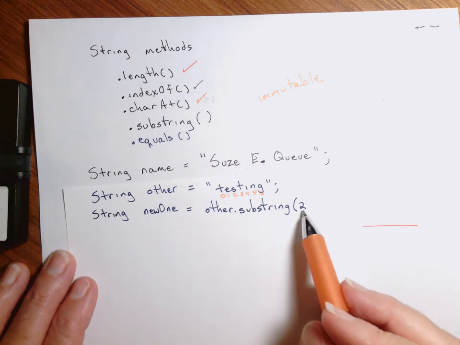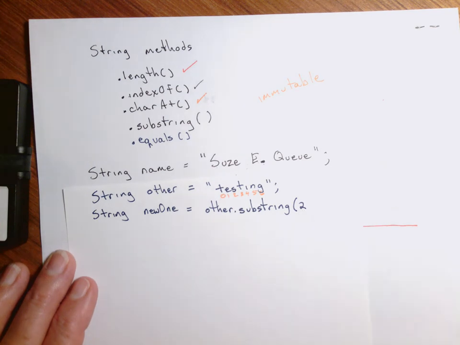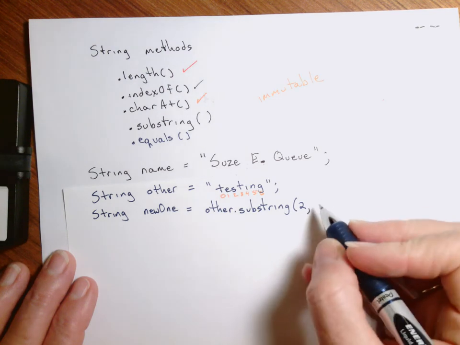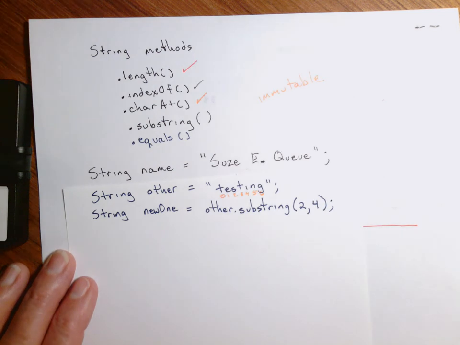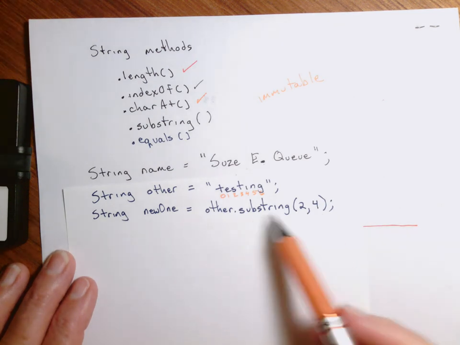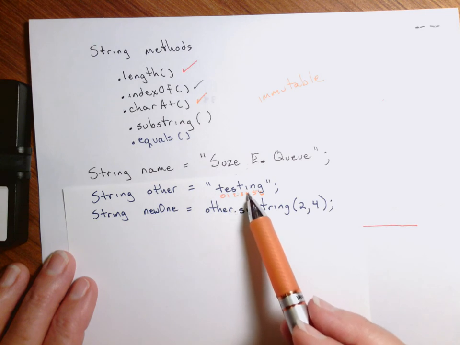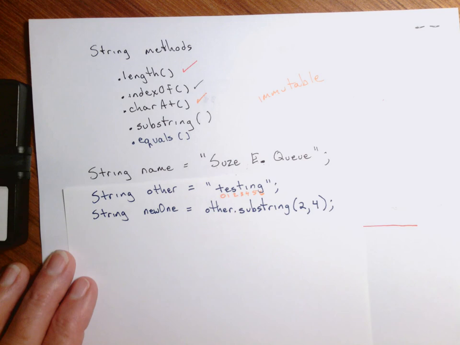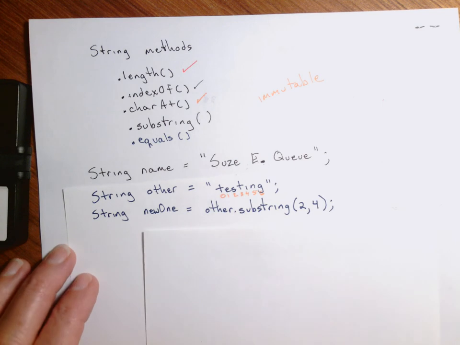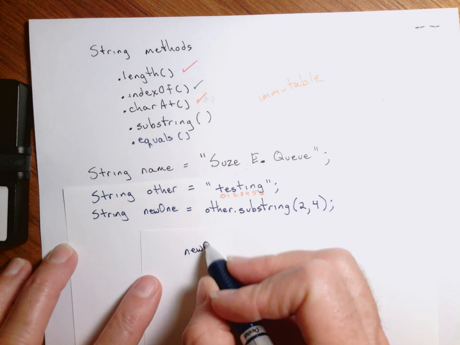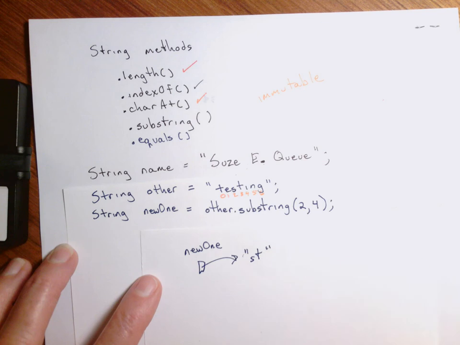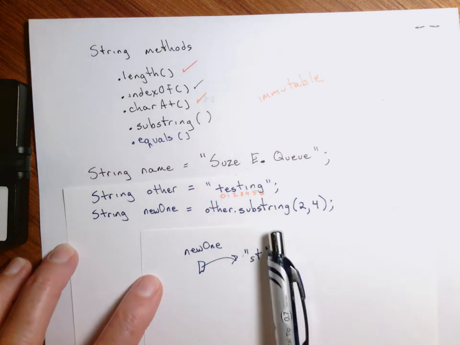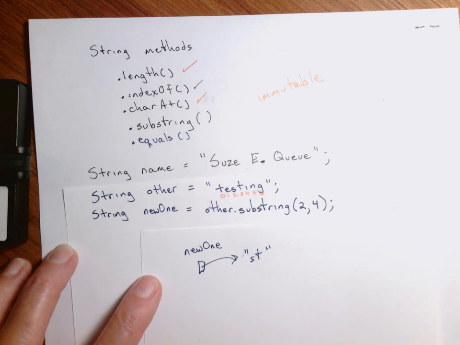With the substring method, the first argument indicates the index where you're going to start, and the second argument indicates the index where you're going to end, but it doesn't include the index where you're going to end. So in this case, if I say other.substring(2, 4), it starts at position 2 and it goes up to but not including position 4. So then this string variable newOne would then contain the address of the string "st". That's what's extracted from other.substring(2, 4). What's extracted is "st".